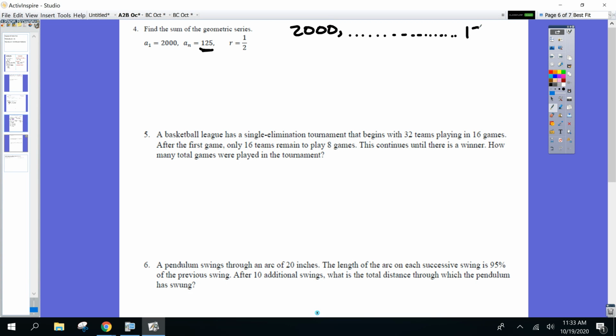So if you want a visual, I start out with 2,000. Somewhere in this sequence, I'm going to hit 125. What's the sum of all those now? That's as a visual, what they're asking us. Start with 2,000, go to 125. What do they all add up to? All right, well, I get it. You guys could do this out by hand pretty quickly, but I want to keep using the formula.